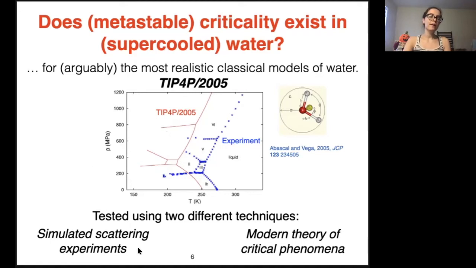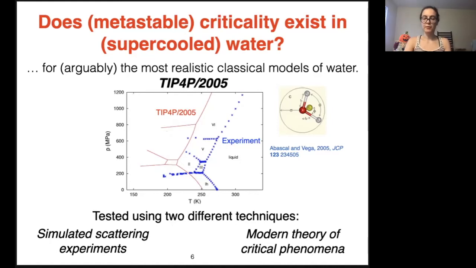We used two very independent techniques to show our point. In the first one, we simulated the scattering experiments, and in the second one, we used the modern theory of critical phenomena to derive the order parameter that shows the phase symmetry at the critical point.